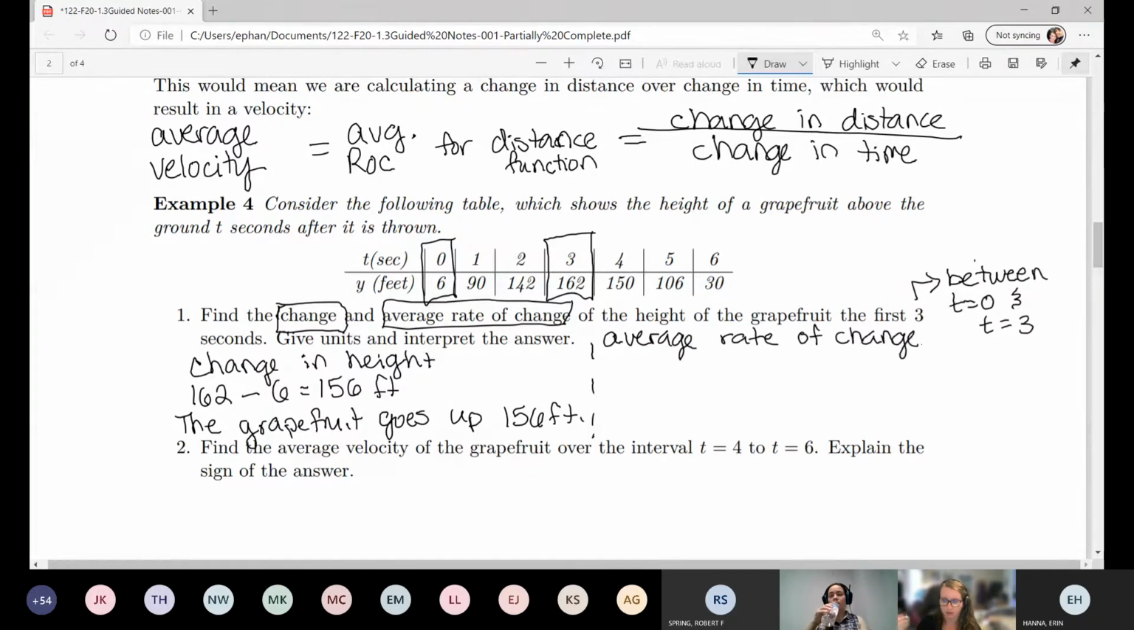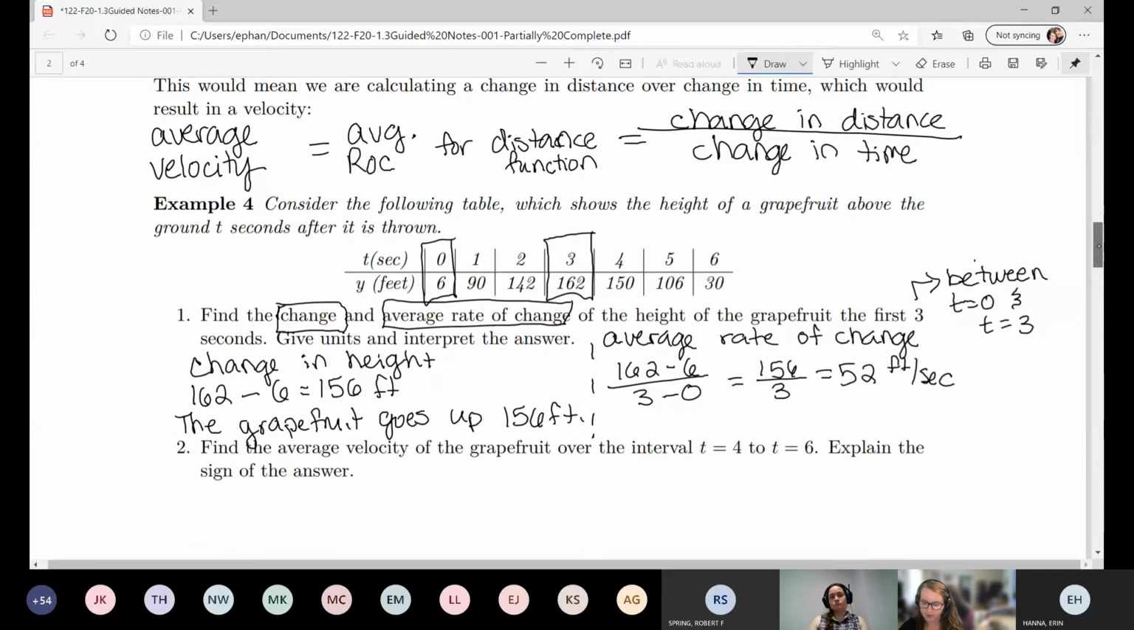So that's our slope idea, f of b minus f of a all over b minus a. We're still using the same two data points. So we have 162 minus 6 over 3 minus 0, which is going to give us 156 over 3, which reduces to 52 feet per second. And now we want to interpret that.